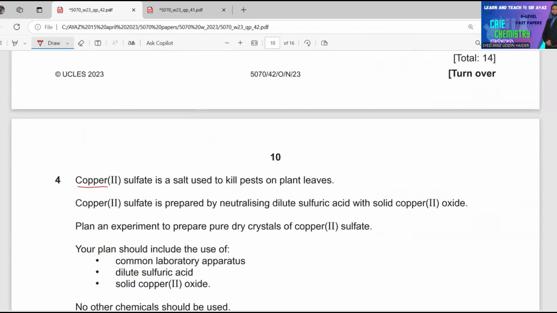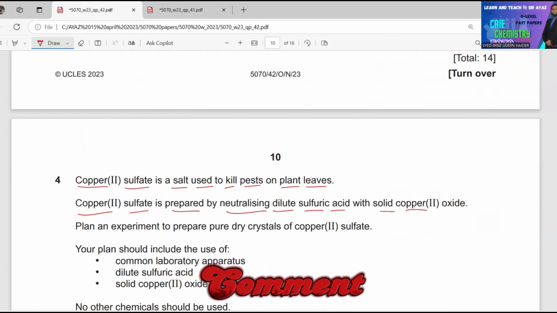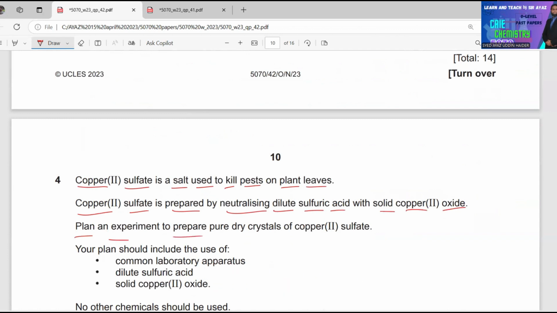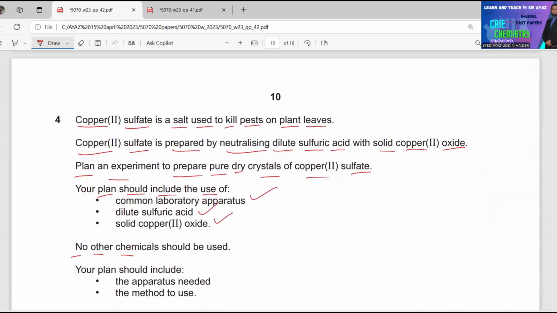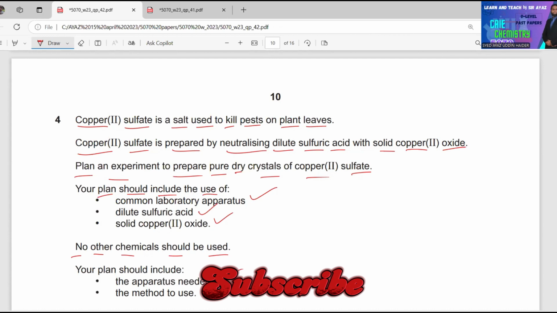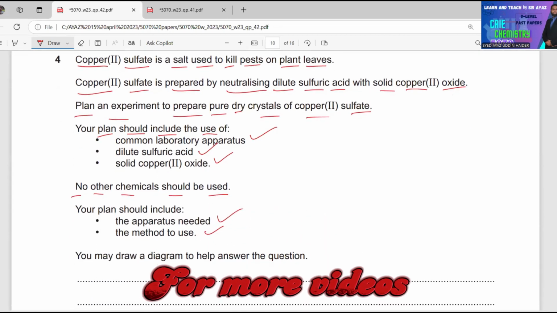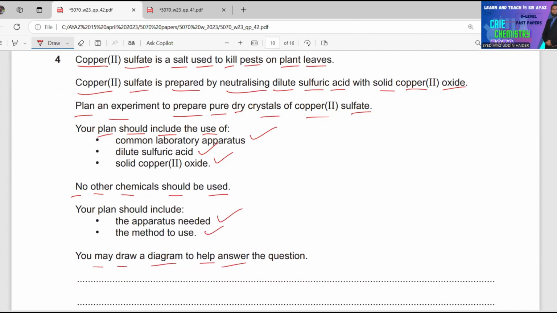Last question. Copper 2 sulfate is a salt used to kill pests on plant leaves. Copper 2 sulfate is prepared by neutralizing dilute sulfuric acid with solid copper 2 oxide. Plan an experiment to prepare pure dry crystals of copper 2 sulfate. Your plan should include the use of common laboratory apparatus, dilute sulfuric acid, solid copper 2 oxide. No other chemicals should be used. Your plan should include the apparatus needed and the method to use. You may draw a diagram to help answer the question.